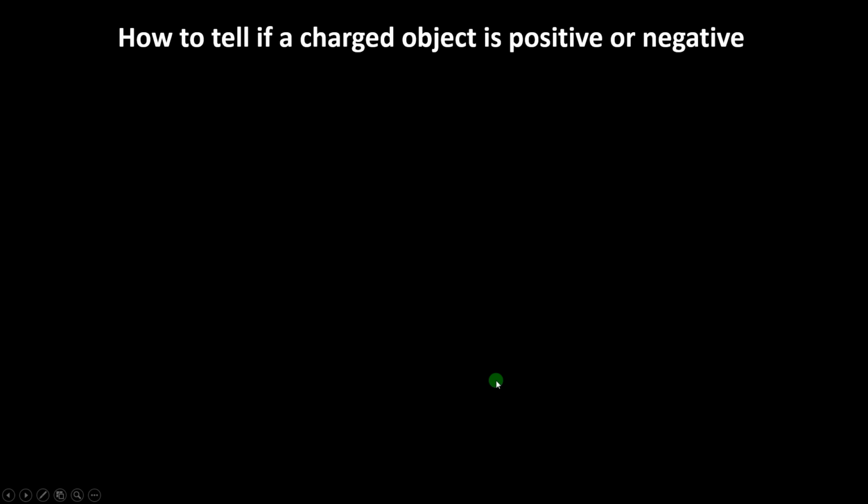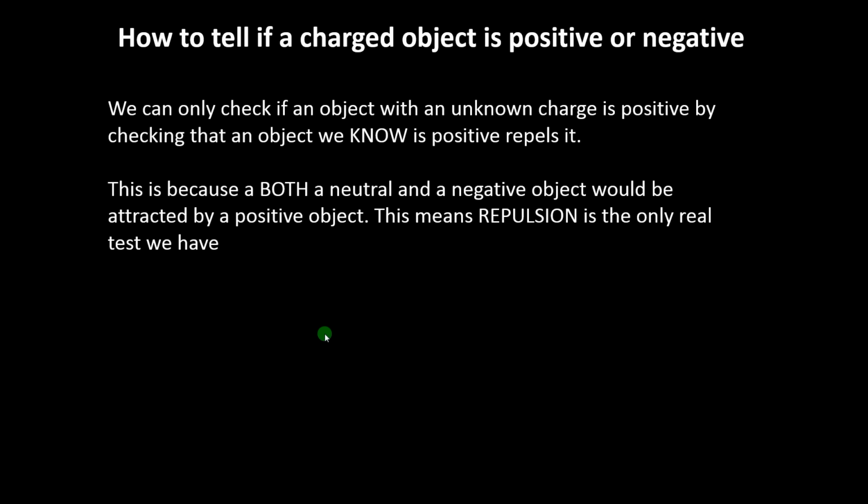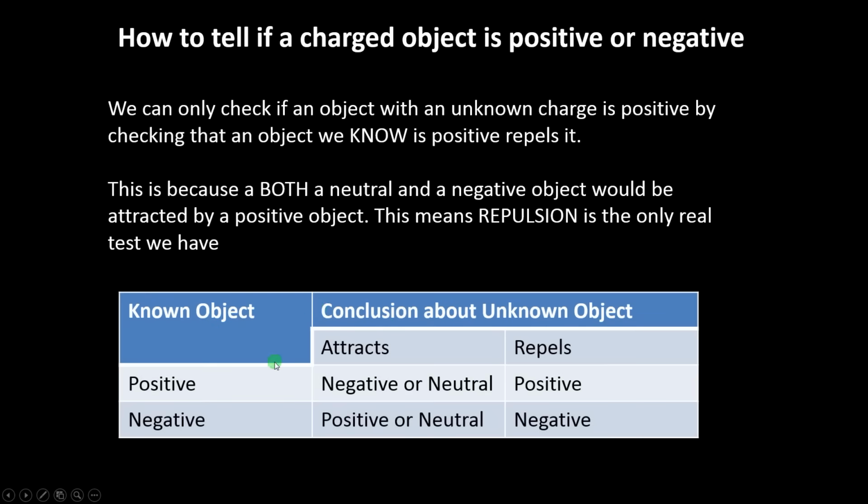So we also need to know how we can tell if an object is positive or negative, because you can charge two things up, but it's difficult to know whether they're positive or negative, and the only real way you can do it is by comparing to an object whose charge you do know. Because of what we've just said, the only real test of whether we've got a positive or negative object is to try to repel it with objects whose charge we know. If you have a neutral object, then it will always be attracted. So I'm just going to put this table up and explain what this table means.